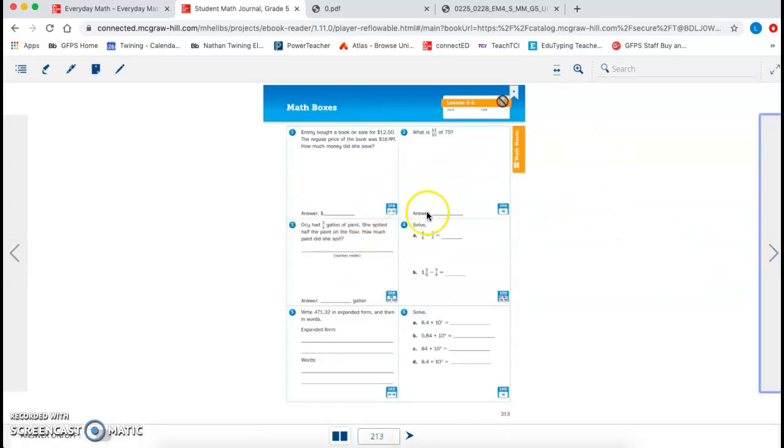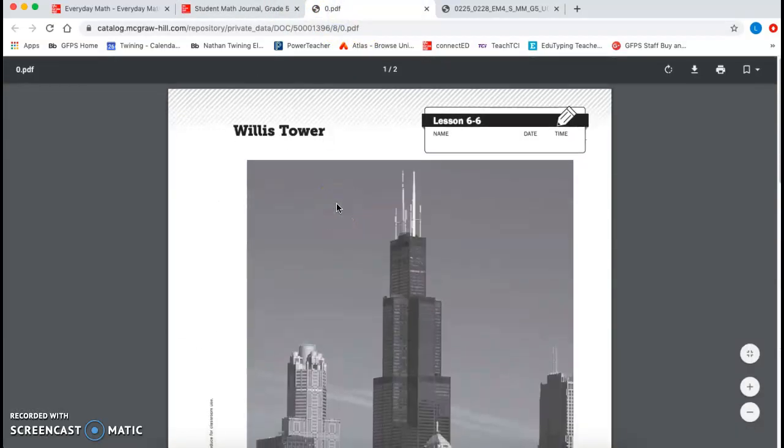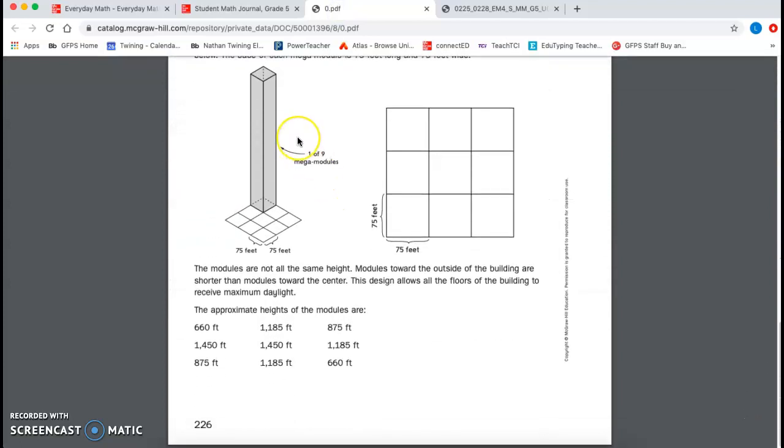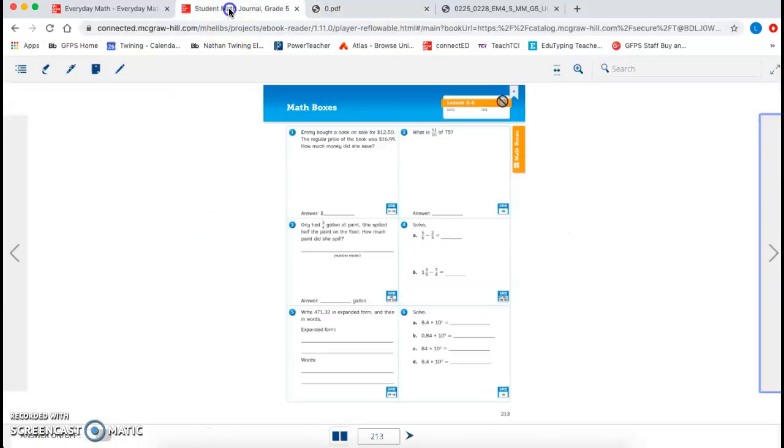Okay, then we're going to get on to our math boxes. Again, math boxes are just review. We should be able to do all of these. We have some work with decimals. We have some work with multiplying with fractions. We have a problem about 3 gallons of paint, where someone just spilled half the paint. Yeah, we have some multiplication of fractions again. Subtraction. We should be just fine. Okay. So again, this PDF of the Willis Tower will be shared to the post on Google Classroom, and 213 and 212 are in your math journal.